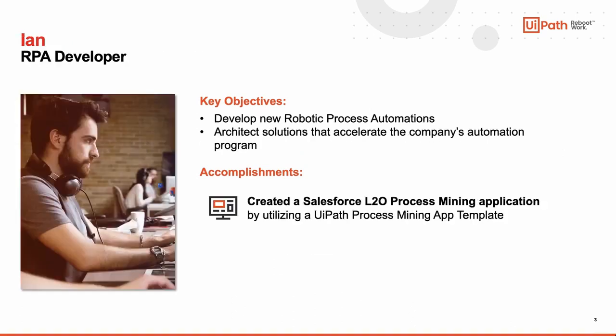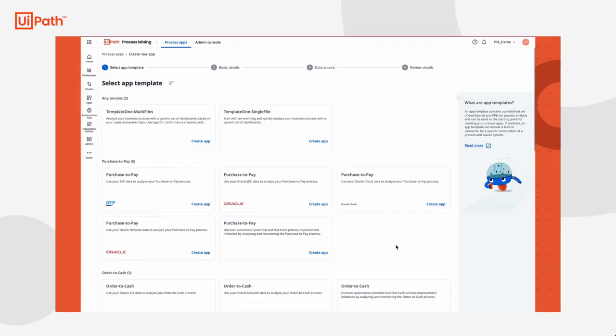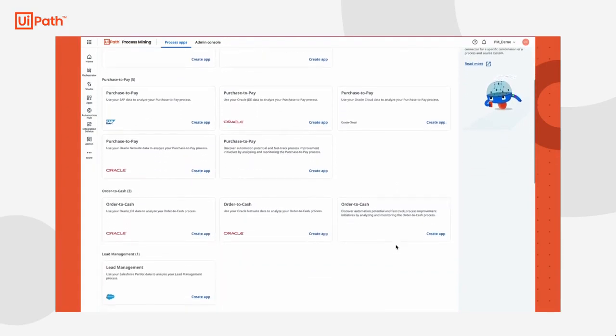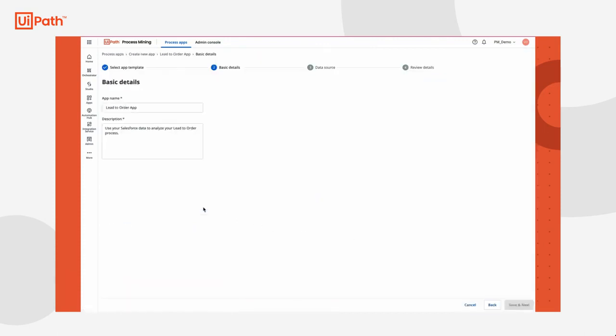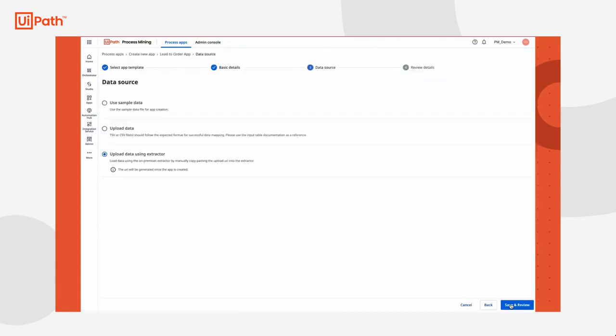Now, before Tasha could do any analysis, she needed Ian, the resident RPA developer, to connect their Salesforce data to UiPath Process Mining. Instead of having to create a complicated script or do the data transformations himself, UiPath makes it easy with pre-built UiPath app templates. App templates do the data transformation for you. This means that all Ian had to do was create the connection from the data source to the app, and UiPath Process Mining took care of the rest.